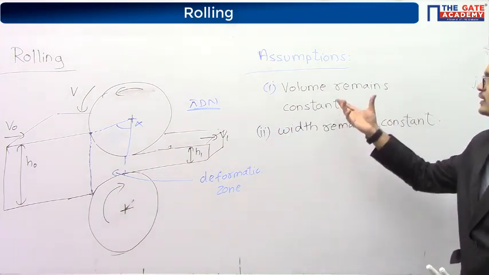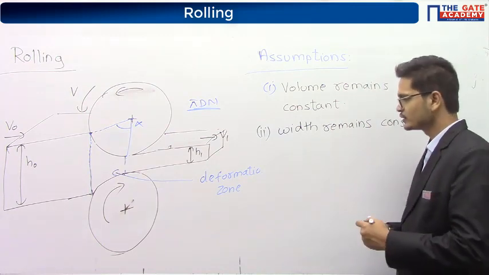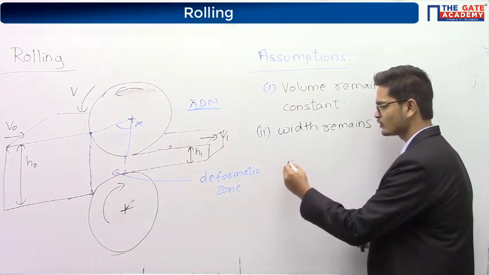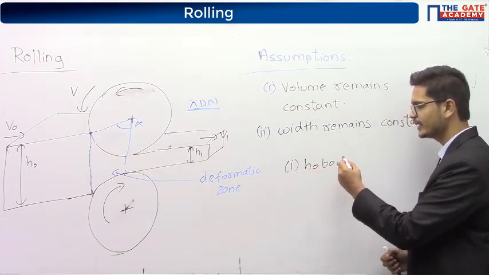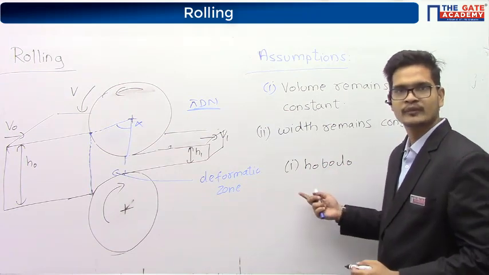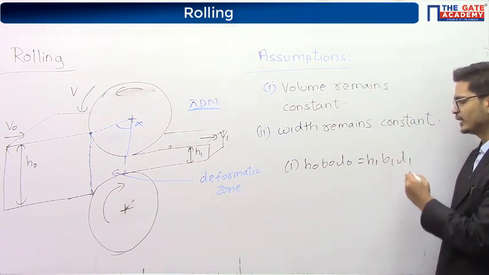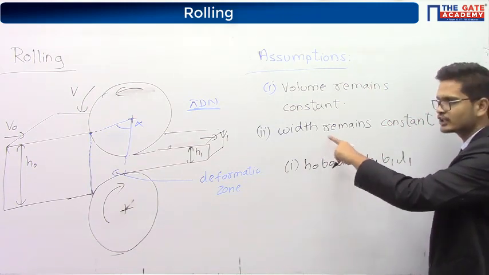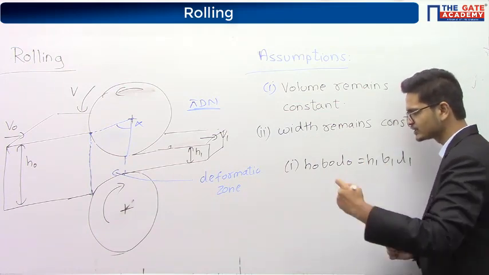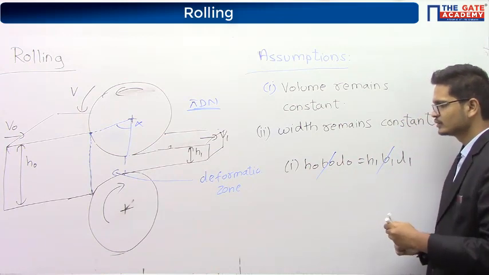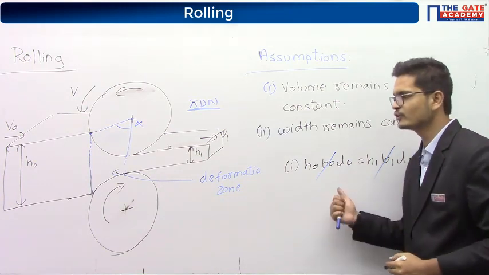Now, let's apply the first one. The volume remains constant. What is the initial volume? Based on the first assumption, the initial volume will be H0 into B0 into L0. It is equal to H1 into B1 into L1. According to the second assumption, the width remains constant. So B0 and B1 will get cancelled. We will be left with H0 L0 is equal to H1 L1.